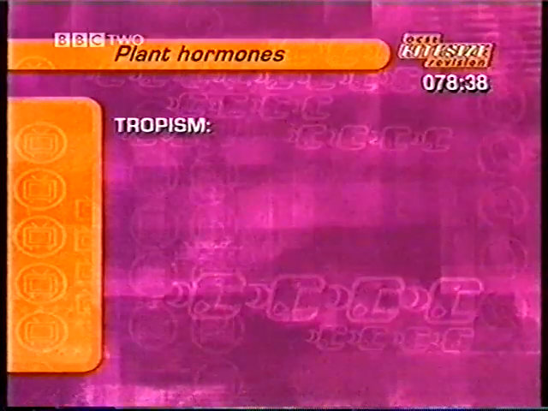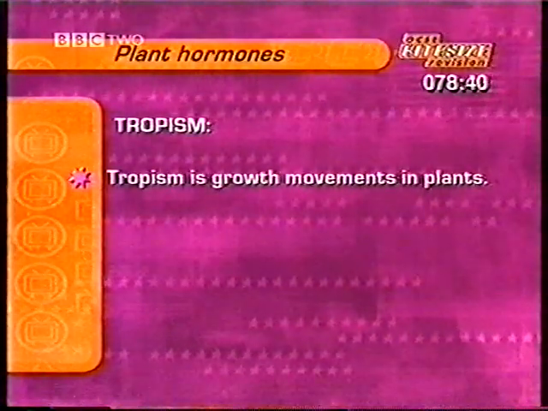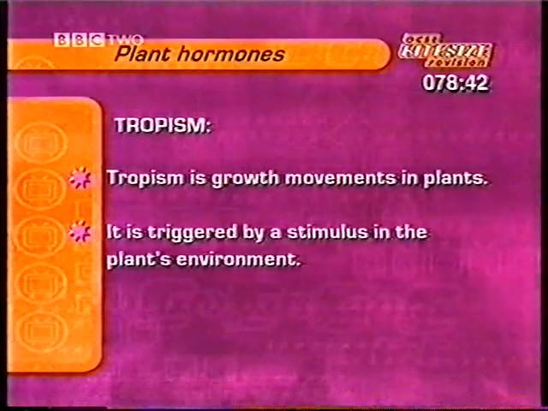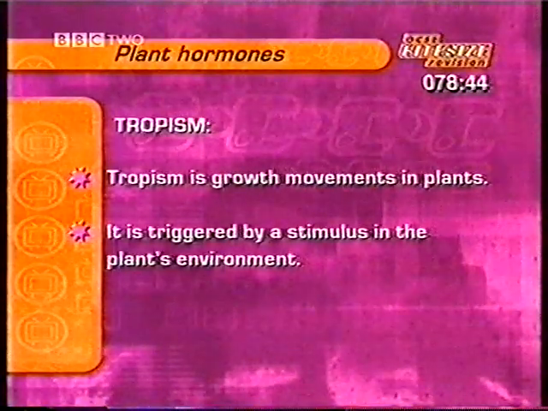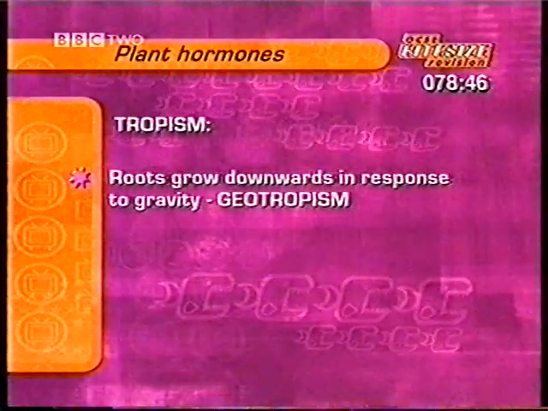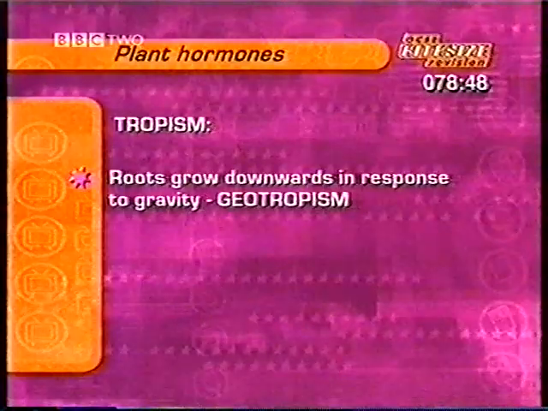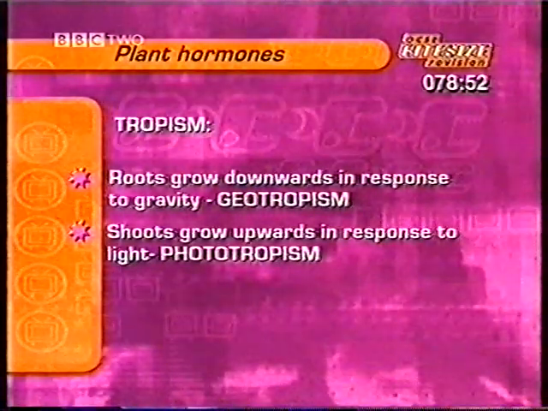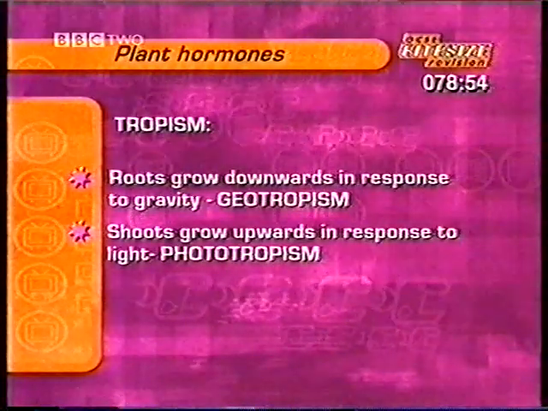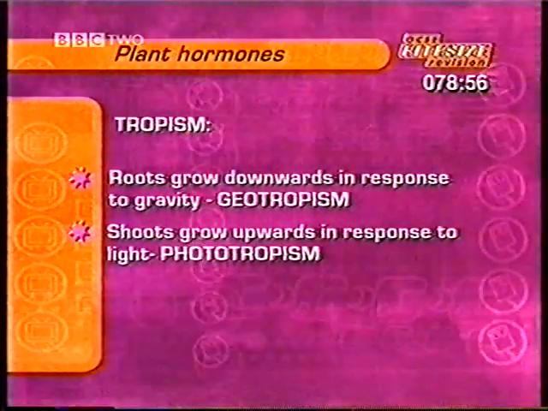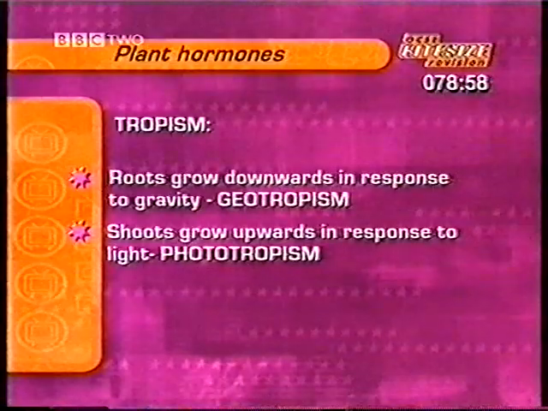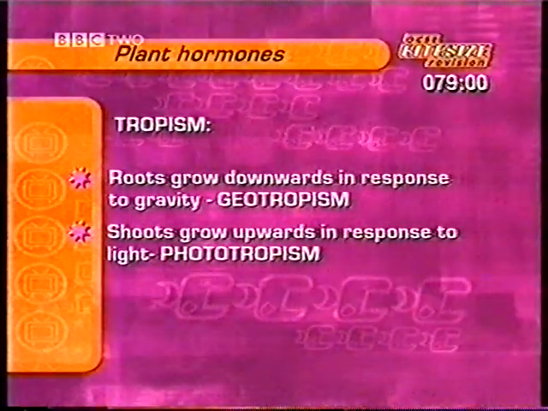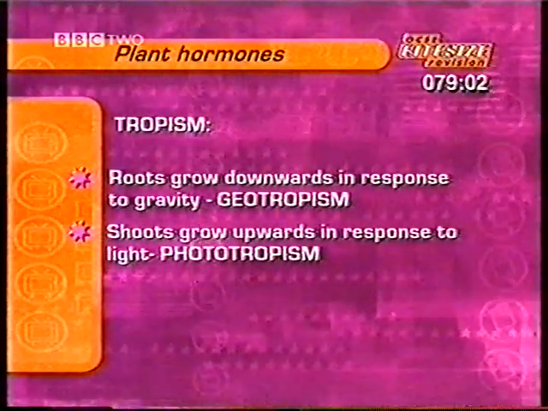Tropism is the growth movement in plants. It is triggered by a stimulus in the plant's environment. For example, roots grow downwards in response to gravity. This is called geotropism. Shoots grow upwards in response to light. This is called phototropism. In the next clip, see how the tropism response is triggered, where it happens, and how it works.